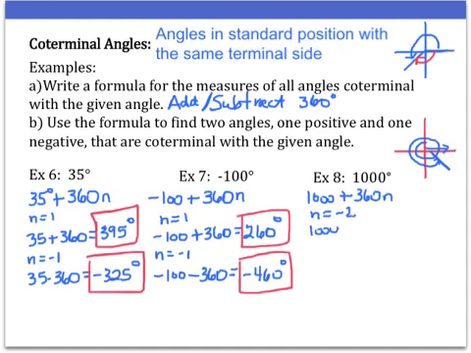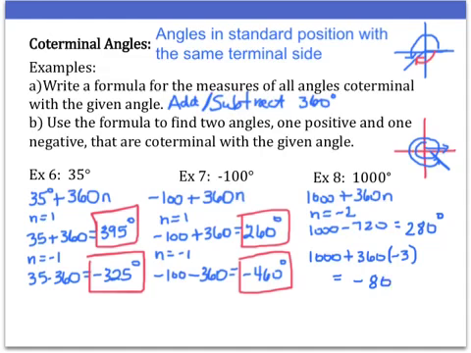So I have 1,000 minus 720. And that equals 280 degrees. If I subtract 360 one more time, I should be able to get a negative angle. So I'll have 360 times negative 3, and that equals negative 80. So I got one positive, one negative. So basically the key is keep adding and subtracting 360 until you find one that works.